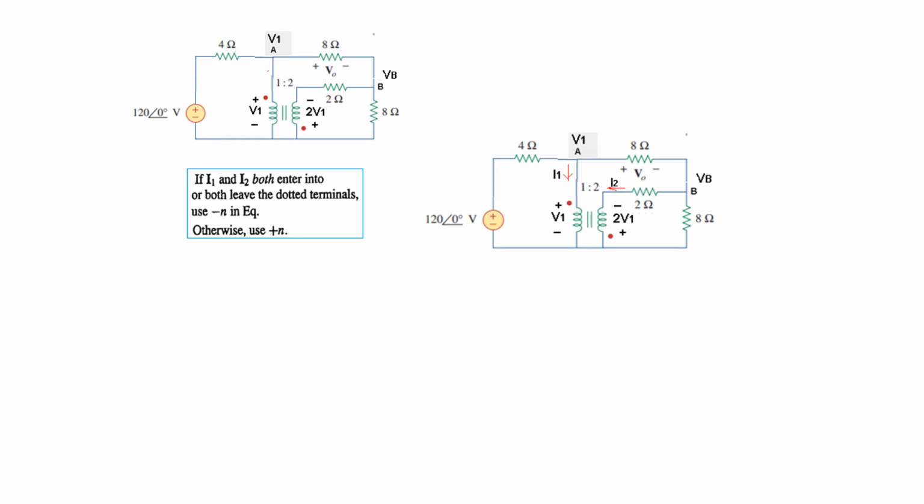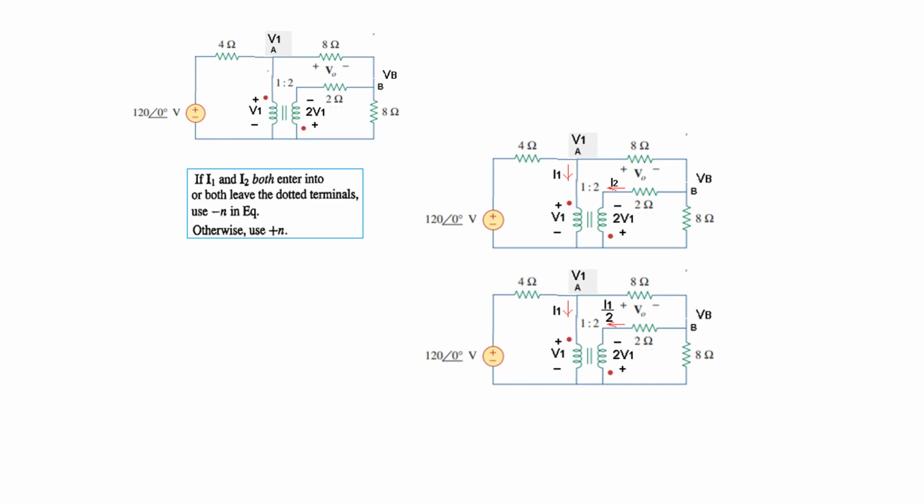Now we'll also replace I2 with I1 as we had done here, and we know the relation between voltage was double, so the relation between current will be half. That means I2 will be half of I1. So I2 will be replaced by I1 over 2. Now this is our circuit complete in all respects, and now we are ready to write the nodal equations.